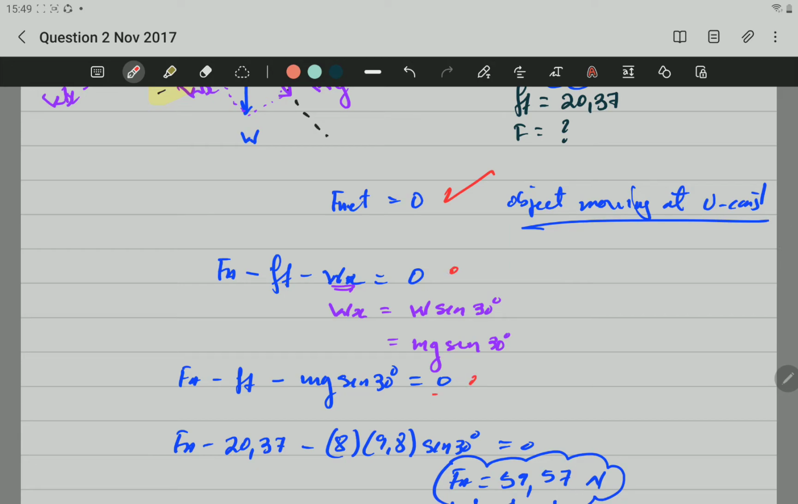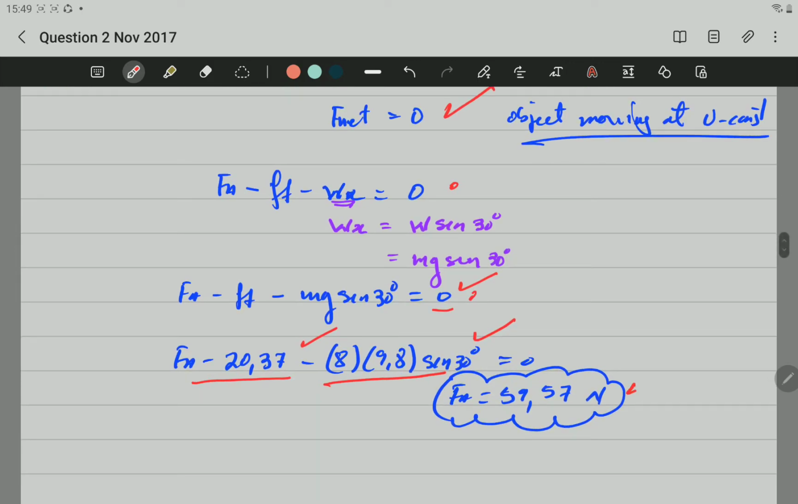You will get 1 mark for the 0 in this question, 1 mark for the 20,37, 1 mark for this substitution, and 1 mark for the final answer, and that gives you a total of 5 marks. I hope you understand that work. It's not that difficult. Okay, let's go to the next question.